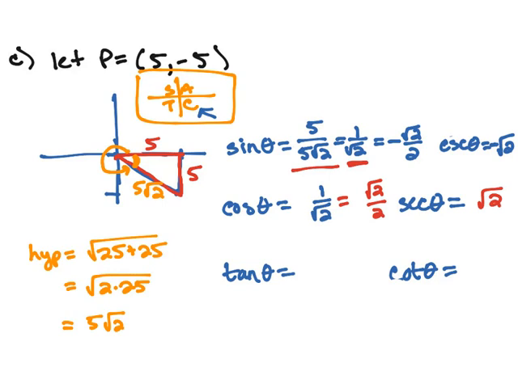Tangent, opposite over adjacent. What's it going to be? 5 over 5, which is 1, and in quadrant 4, that's going to be negative. Reciprocal of negative 1 is negative 1.